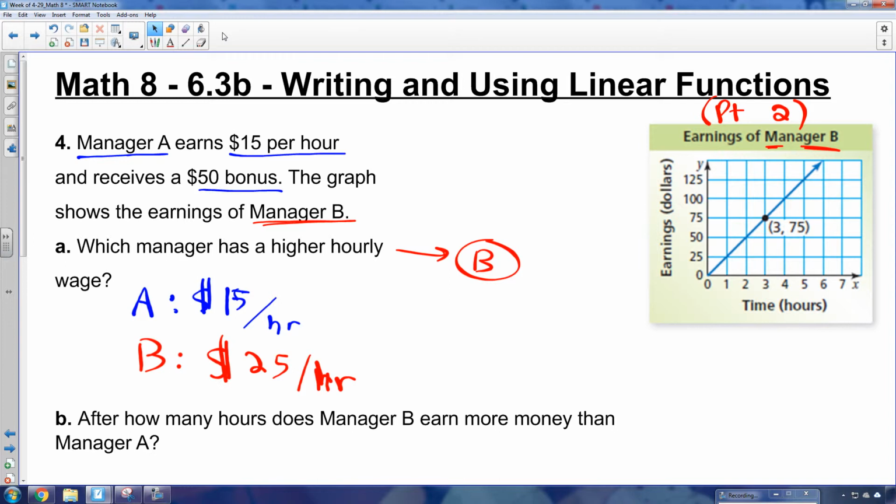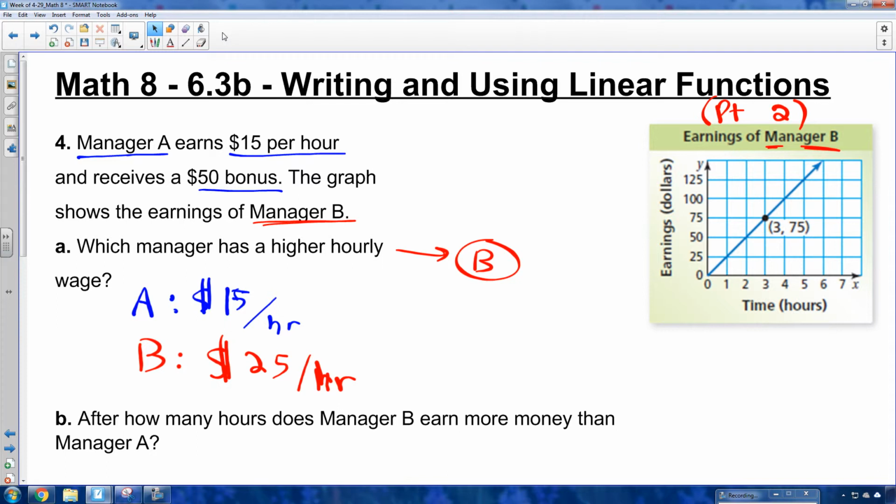I'm going to check with my class and see if there are any thoughts. Do you have any thoughts on how we could get this? What do we think? Yeah, part B. How many hours till manager B earns more money than manager A? Yes. Well, in 1 hour, it's still $10 more. So in 1 hour, but remember that manager A has a $50 bonus.